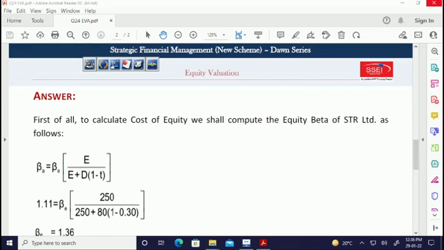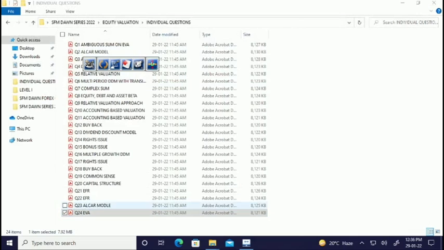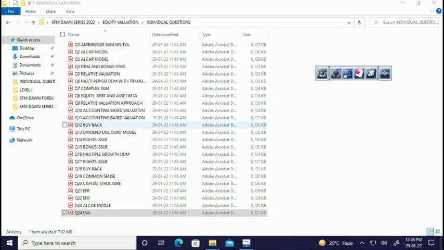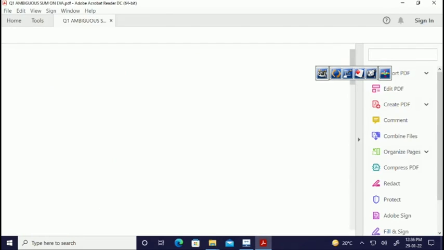Okay, there is an incorrect sum which has come in the exam once and which can once again come in the exam. You know which sums are most important for CA final? The ones which are ambiguous and incorrect. So let me check that sum. Yeah, ambiguous sum on EVA. Question number 1 and question number 24. Question number 1. Okay, I'm opening the sum.